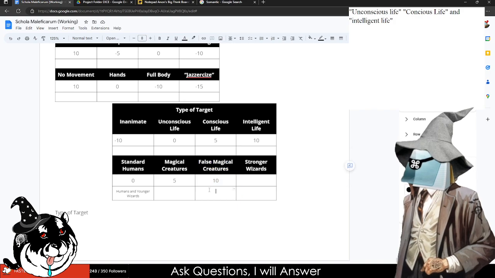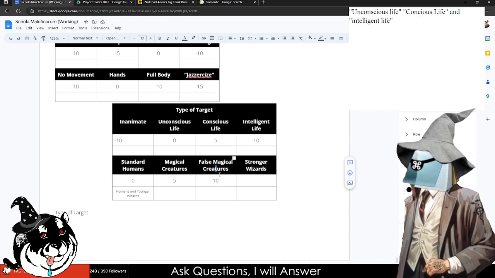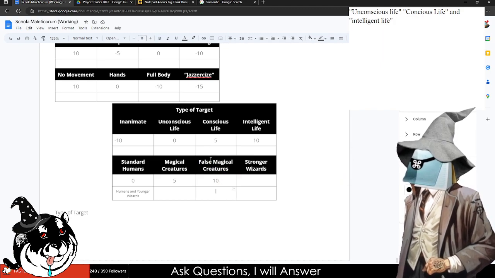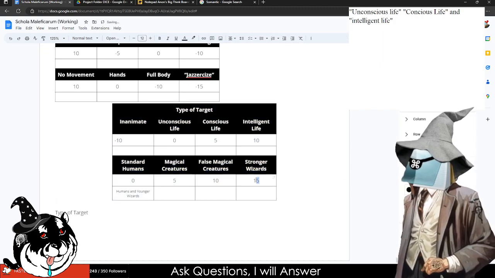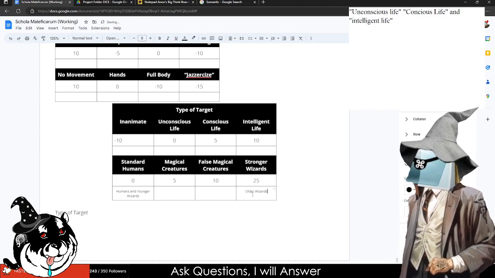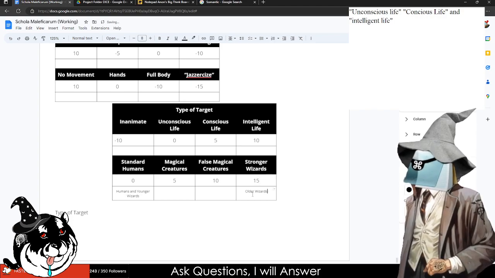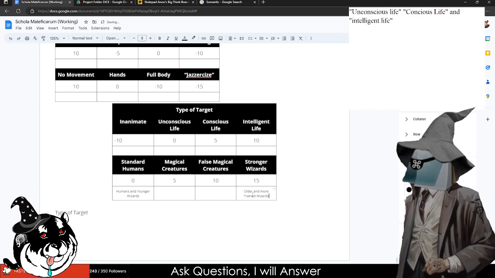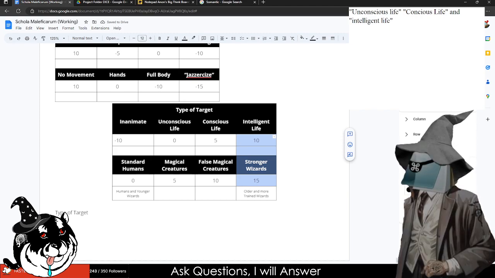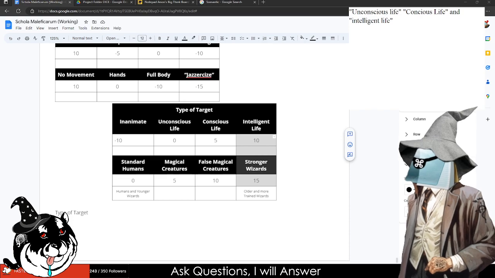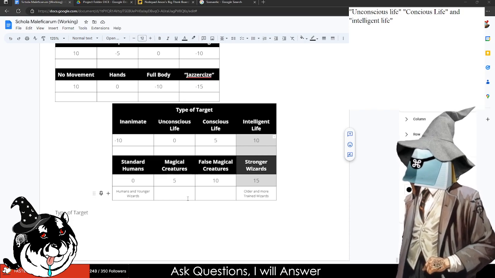False magical creatures are like demons and devils and nightmare creatures. They operate on a different wavelength than you, so they're false magical creatures. Stronger wizards are outright going to be very hard for you. Older wizards are going to be a little bit more hard to influence. To do that, that's 25, or it's going to be more expensive. I don't really know how I want to do this.